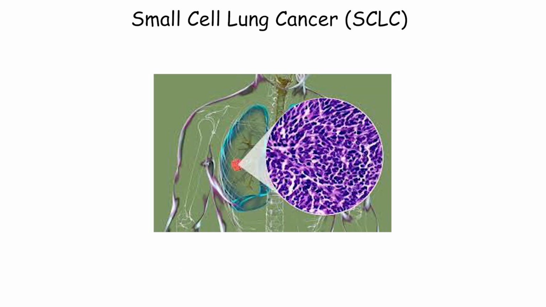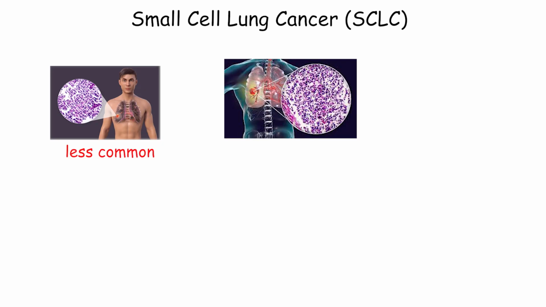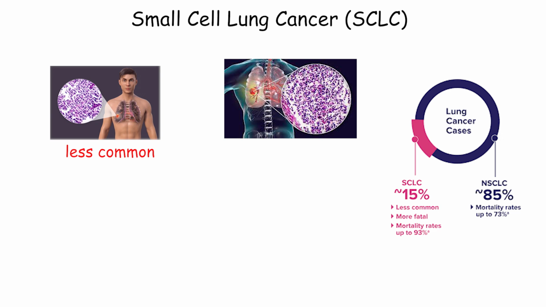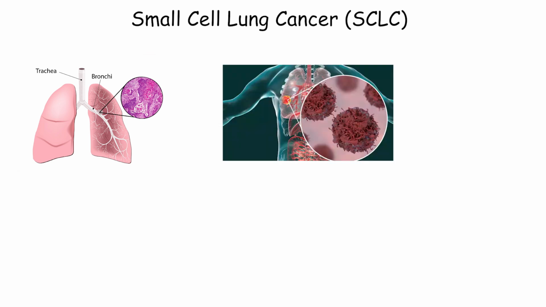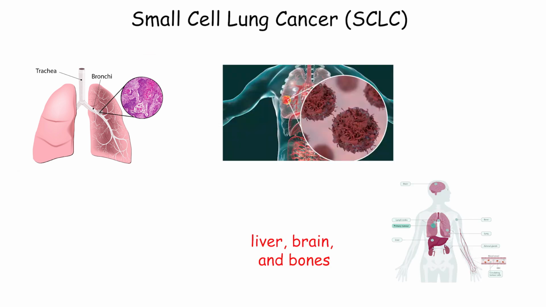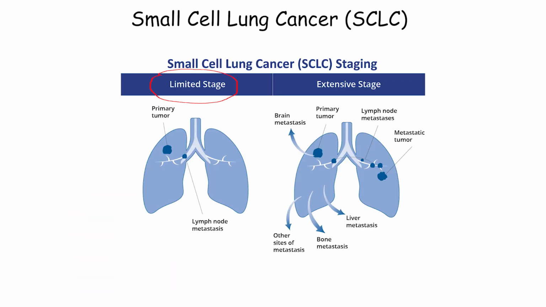Small cell lung cancer, SCLC. Small cell lung cancer is a less common but highly aggressive type of lung cancer, making up about 10 to 15% of cases. It is strongly linked to heavy smoking and often starts in the central parts of the lungs near the bronchi. SCLC spreads rapidly to other areas such as the liver, brain, and bones, and is typically diagnosed at an advanced stage. It is classified into limited stage, where the cancer is confined to one lung, and extensive stage, where it has spread more widely.